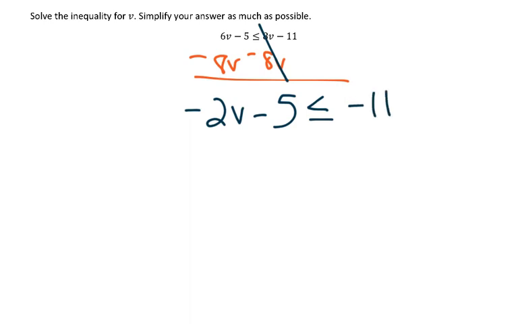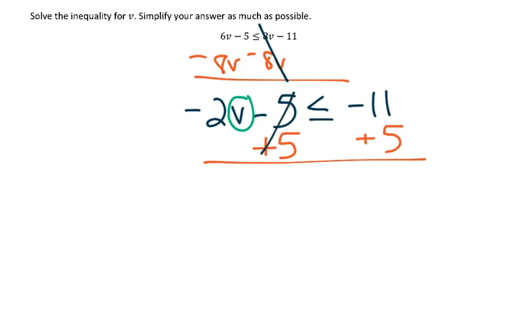My goal is still to solve for this v, and so I need to get rid of this negative 5. So I'm going to do the opposite: add 5 to both sides. Negative 5 plus 5 is 0, so that cancels out. And I have negative 2v on the left side, less than or equal to negative 11 plus 5, which is negative 6.